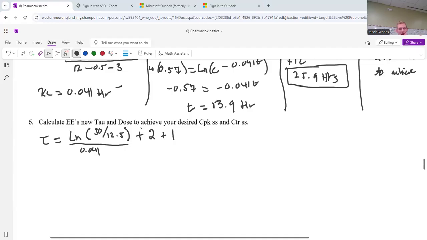Yep, that's correct. So for aminoglycosides, your desired peak at steady state is 8 to 10. But if your MIC is 2, you have to multiply that range by 2, so your desired peak steady state range is going to be 16 to 20. Does that make sense, Veronica?